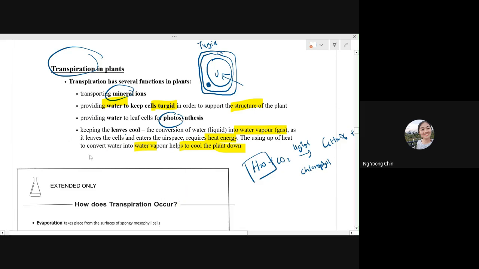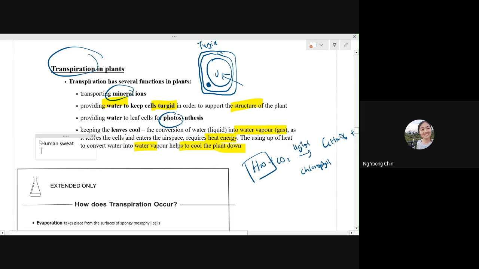So it's just very similar in humans. How are we able to cool ourselves down? We will do sweating, right? When you feel very hot, you will sweat a lot. So this is a way your body helps to cool you down.